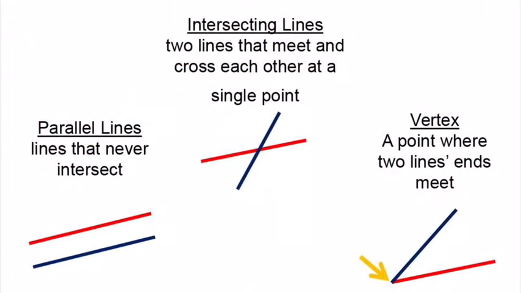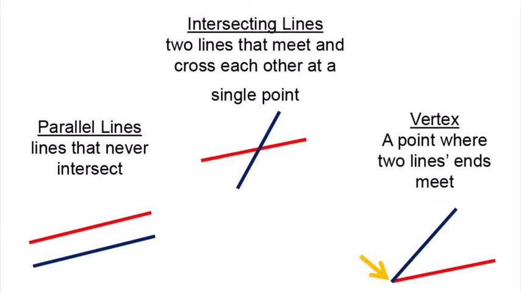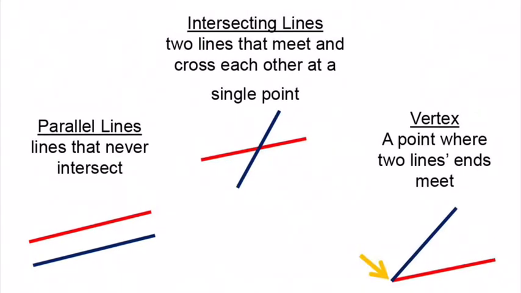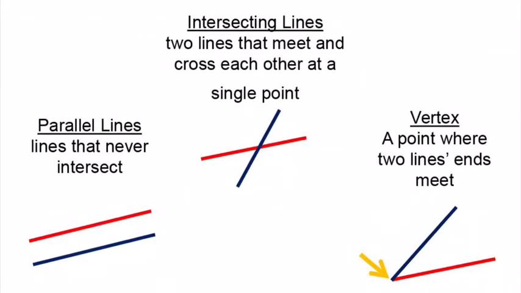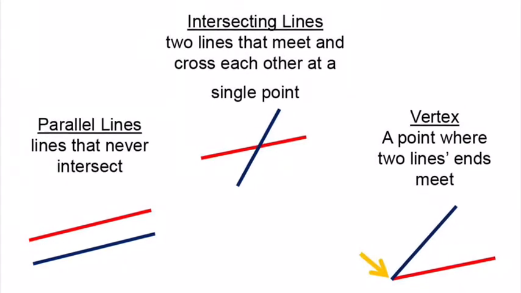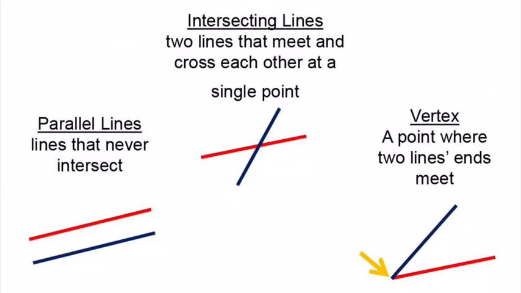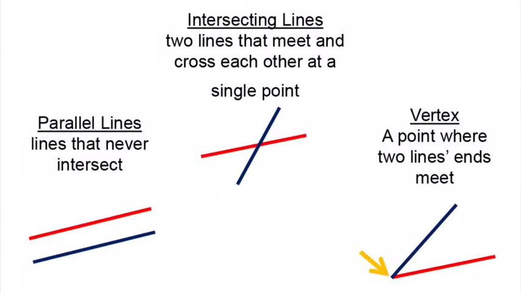Just to recap from last week, I wanted to go back over intersecting lines and parallel lines. Remember that intersecting lines are two lines that meet and cross each other at a single point. If you have two that meet at a right angle, those lines are called perpendicular. Parallel lines never intersect but run like railroad tracks next to one another.